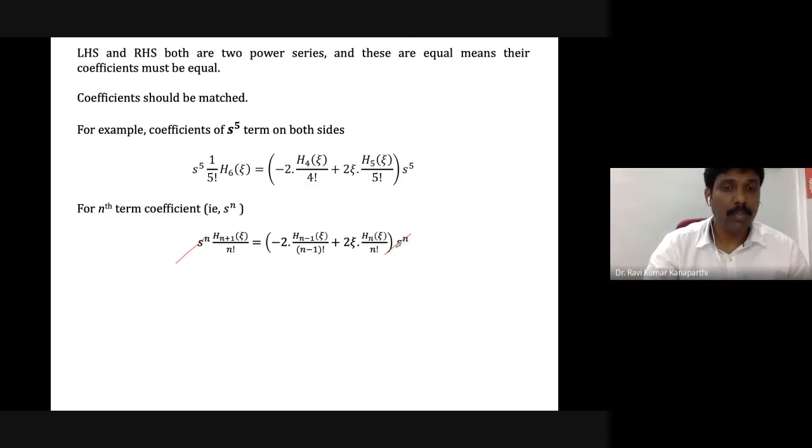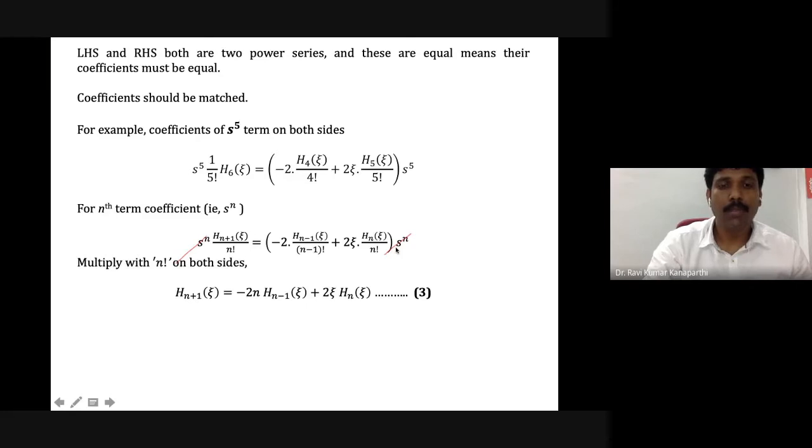And further, you can multiply the entire expression with n factorial. Why am I doing that? Well, you can see that there is n factorial in the denominator, and there is an n minus 1 factorial in this term. On the second term on the right hand side, you have n factorial. I just wanted to make the expression somewhat simpler.